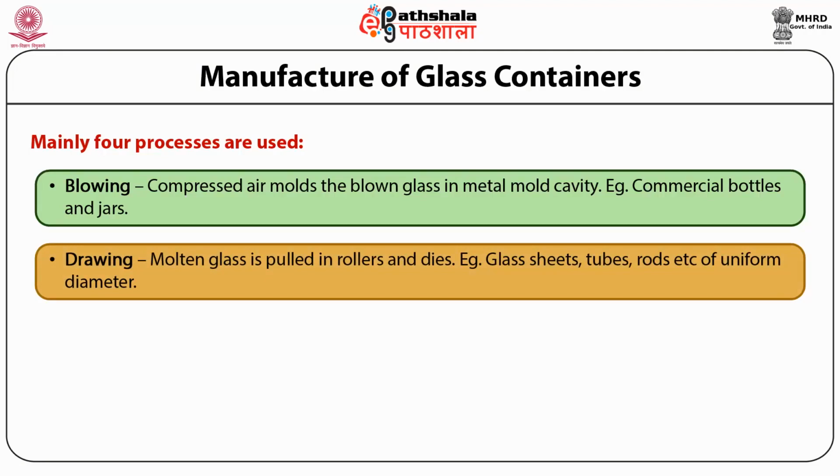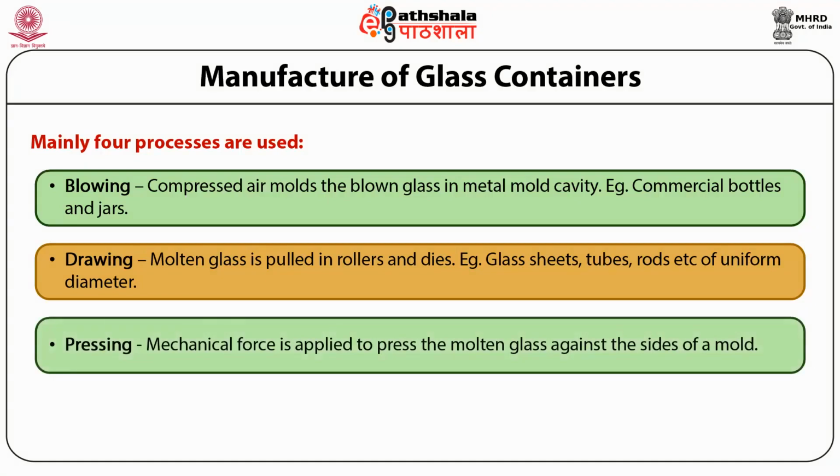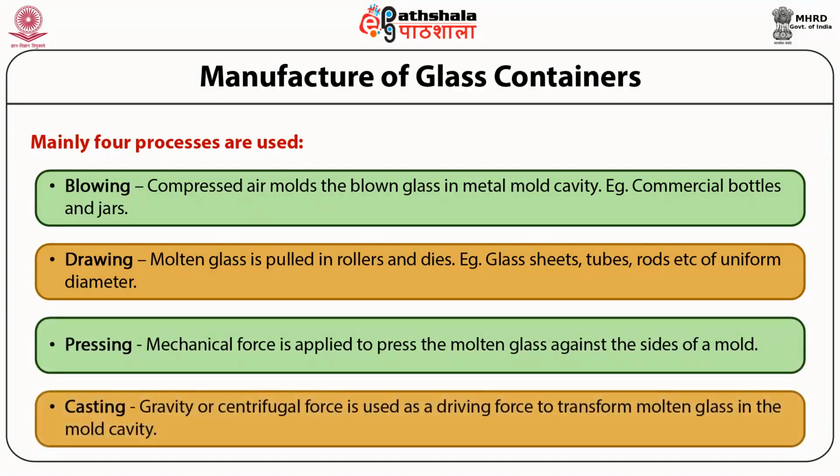The third method is pressing. Mechanical force is applied to press the molten glass against the sides of the mold. And the last one is casting. Gravity or centrifugal force is used as a driving force to transform molten glass in the mold cavity.